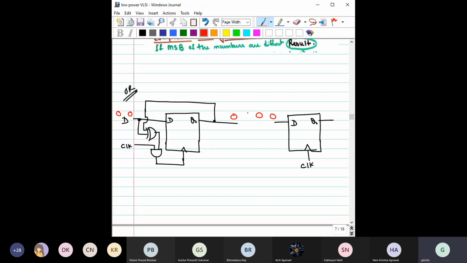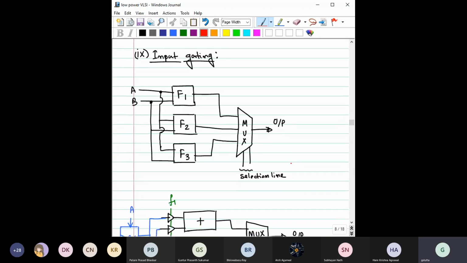A lot of power is dissipated, but the output is not changing. You are not gaining anything. However, if you consider this block, we have made an arrangement such that the clock will be fed here only if this output and D are different, otherwise not.